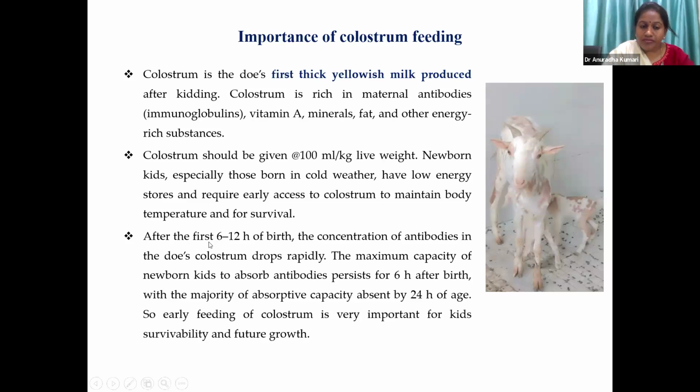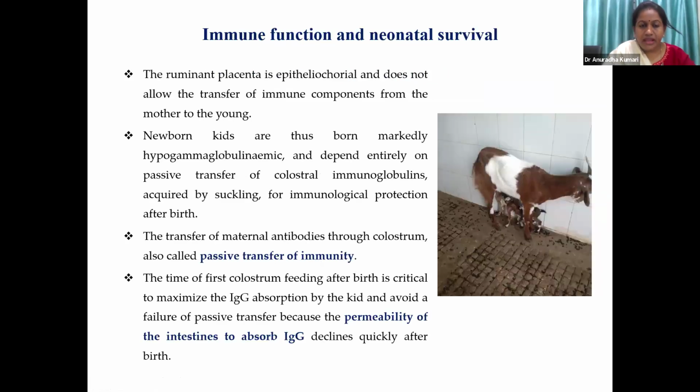During the first 6 to 12 hours after kidding, the concentration of immunoglobulin in the colostrum drops very sharply, and the maximum absorption capacity of the intestine for the antibody persists only for 6 hours and is almost nil after 24 hours. So feeding of colostrum as early as possible is the most important factor for the survivability of the kids.